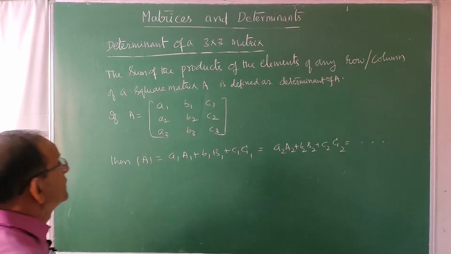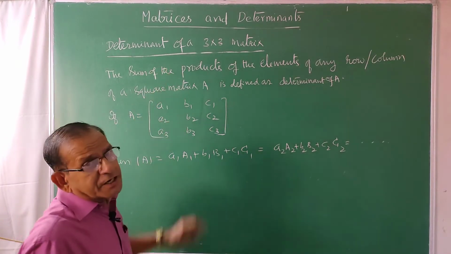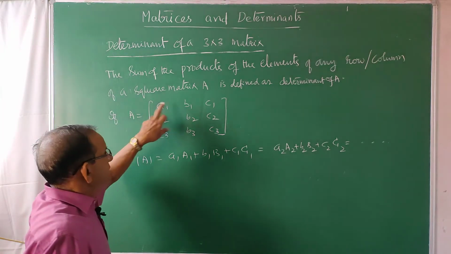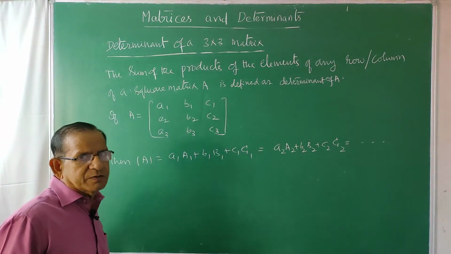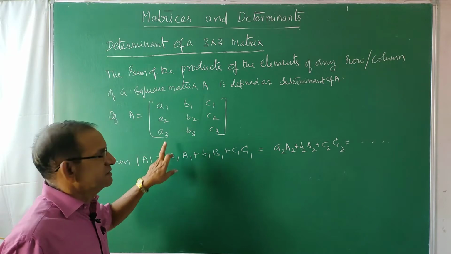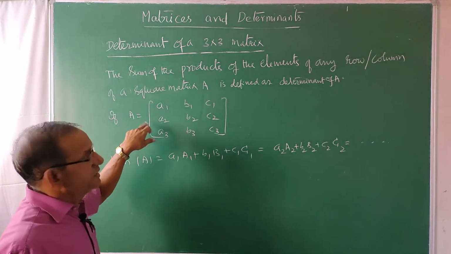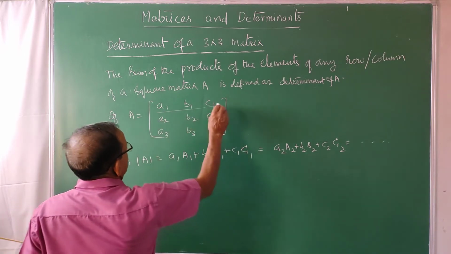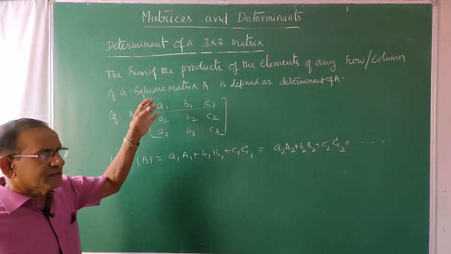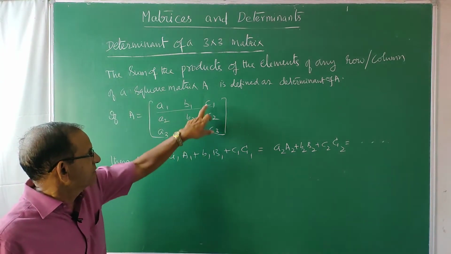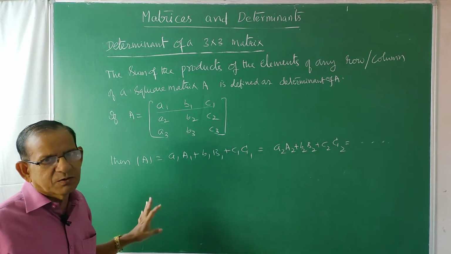Now we have to find the determinant of a 3 by 3 matrix. Suppose this is a 3 by 3 matrix: A1, B1, C1, A2, B2, C2, A3, B3, C3. Now how to define this determinant? You take any row, A1, B1, C1, and multiply with their cofactors, that is A1 into capital A1, B1 into capital B1, C1 into capital C1. That is equal to the determinant.